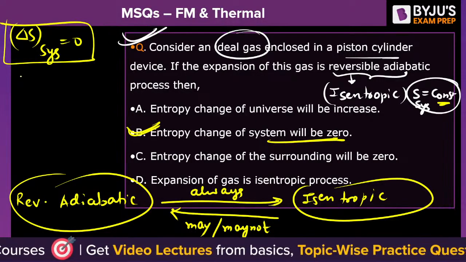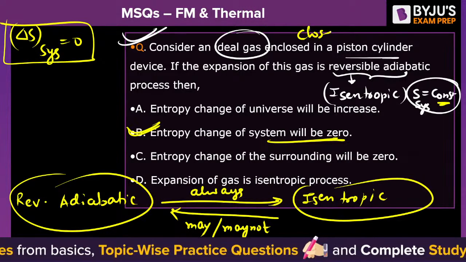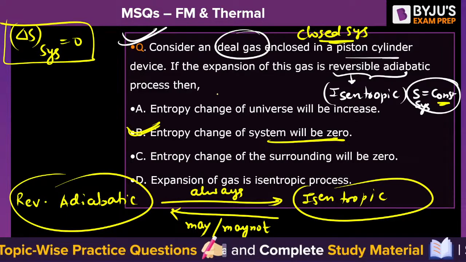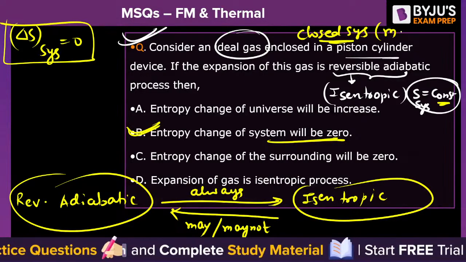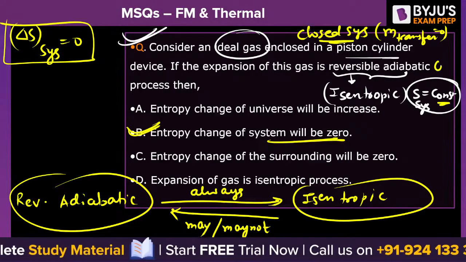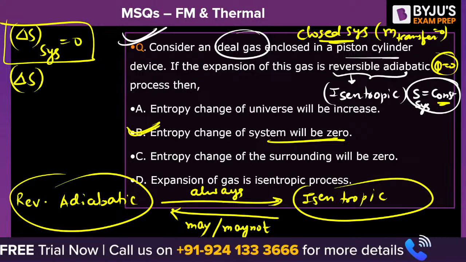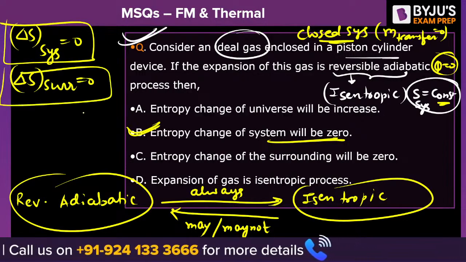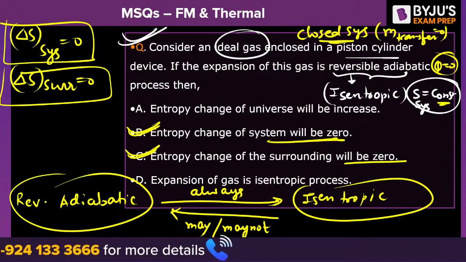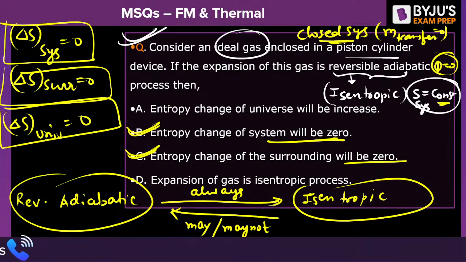B is correct. And because it is adiabatic, Q is equal to 0. It is a closed system, so there is no mass transfer, and heat transfer Q is equal to 0. So there is no scope of entropy transfer. So entropy change for the surrounding will also be 0. And entropy change for the universe will also be 0, because it is a reversible adiabatic. Expansion of the gas is an isentropic process.